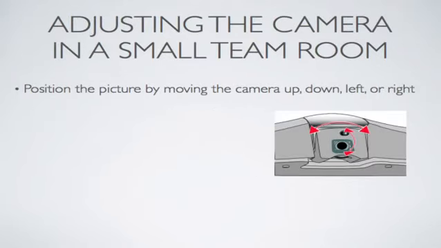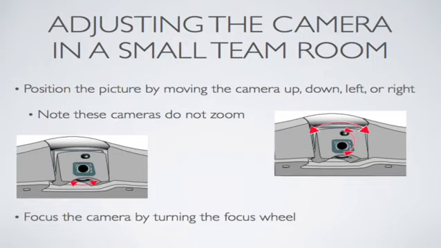To adjust the camera in a small team room, position the picture by moving the camera up, down, to the left, or to the right. Note, these cameras do not zoom. Focus the camera by turning the focus wheel. Now, let's go ahead and adjust our camera with the VC remote.